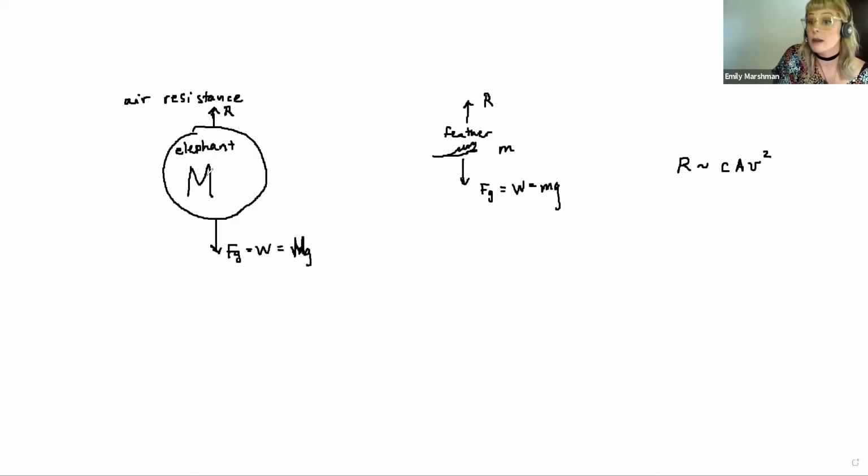When I first drop these things from the tall building, there is not any air resistance acting on them yet. But as they start to fall, they're going to experience more and more air resistance as they pick up speed. The elephant obviously has more air resistance than the feather because of its larger surface area. But the elephant also has a lot more weight than the feather.